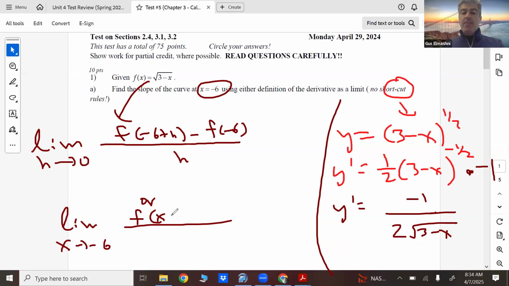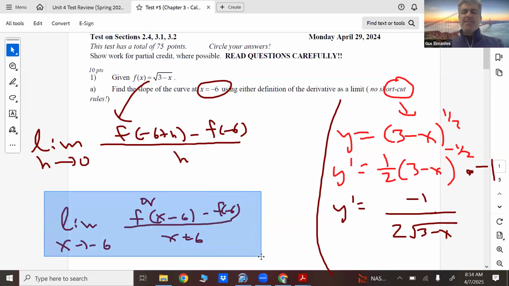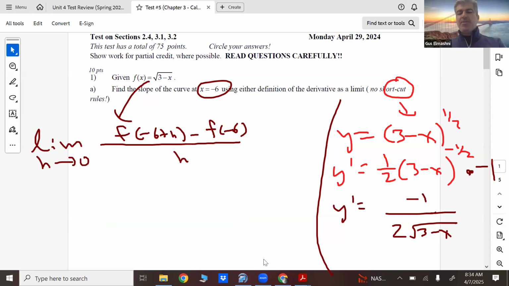You do x plus 6. Is that right? x plus a? No, x minus 6. Sorry, I'm tripping. No, it's x minus 6. Wait, what am I doing wrong here? Let's just do it this way. So what would I do?